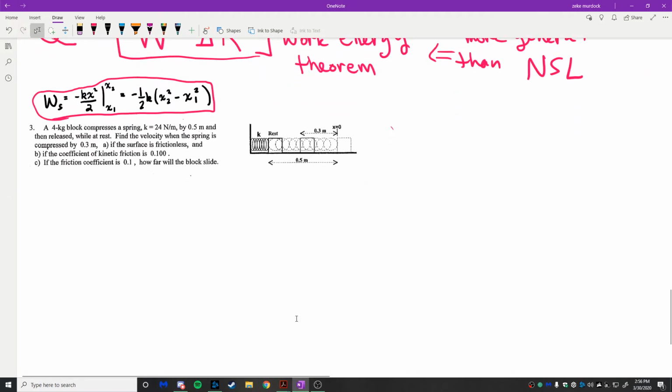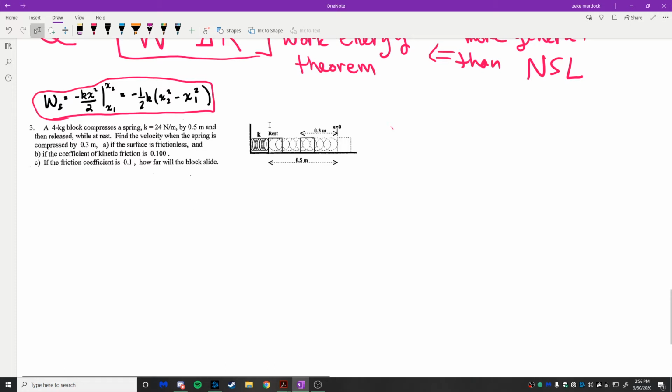We have a 4 kilogram block that compresses a spring, with this spring constant, by half a meter. So this is the equilibrium position. X equal to 0 is the equilibrium position right here. And we're compressing the block from that position over to half a meter, and it's released at rest. Our goal is to find the velocity of the block when it's been compressed by 0.3 meters.